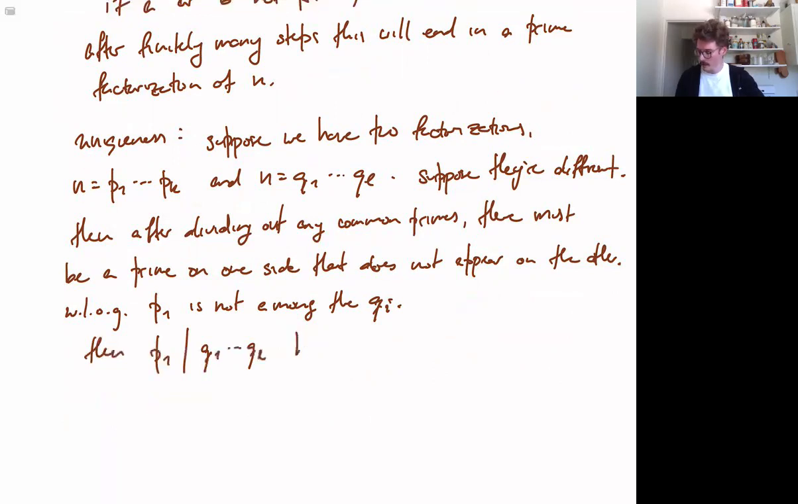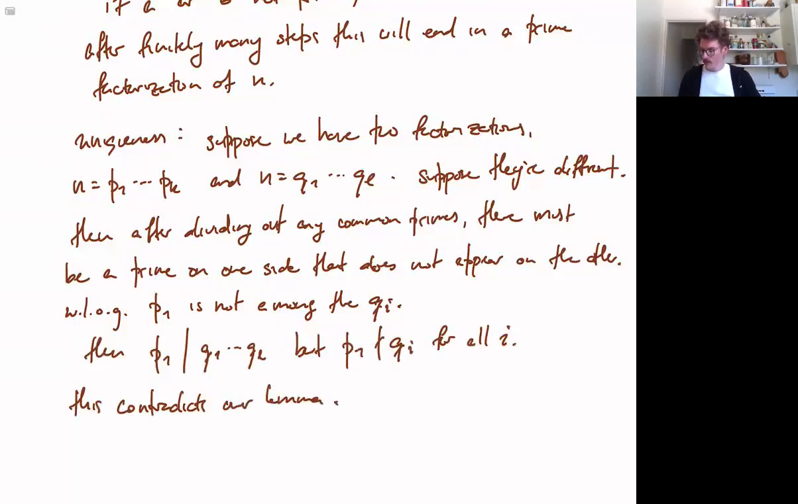So p1 divides this product, but p1 does not divide qi for all i, because we're assuming that they're distinct prime numbers, so neither of them will divide the other. And this contradicts our lemma, which says that if a prime divides a product, then it must divide one of the factors. And that is what we wanted to show. So we supposed that they are different, and we found a contradiction. So we conclude that prime factorizations are unique.